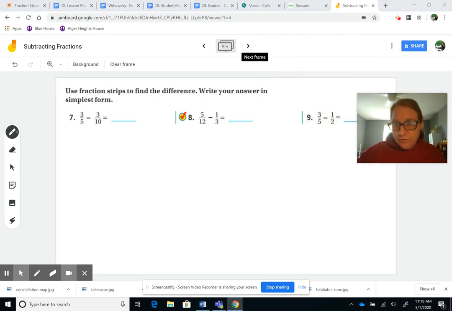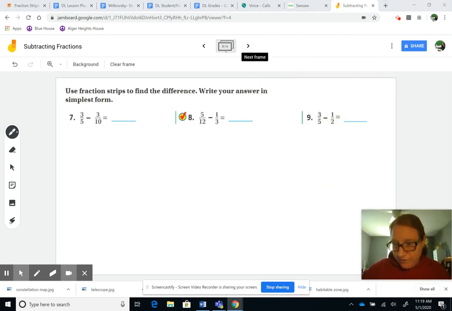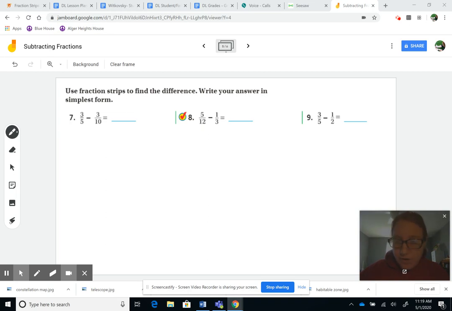Now, we're going to use no more fraction strips. You can use them when you do your practice. Use them if you want to. But I'm going to do these last 3 problems like this, without using them. So number 7 says 3/5 minus 3/10.